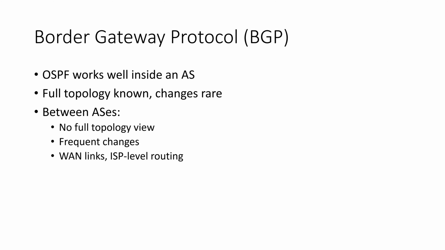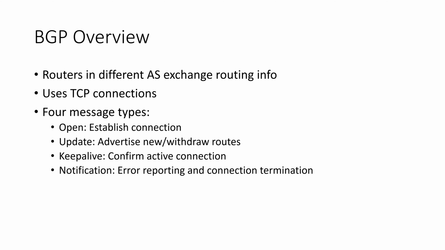While OSPF works brilliantly inside an autonomous system, it wasn't designed for routing between different autonomous systems. Between two autonomous systems, the full network topology is unknown, route changes are frequent, and WAN links and ISP level routing can't afford constant topology floods like OSPF. To handle this complexity, the internet uses BGP, that is Border Gateway Protocol. That's the global standard for routing between two autonomous systems. So let's get to know about BGP.